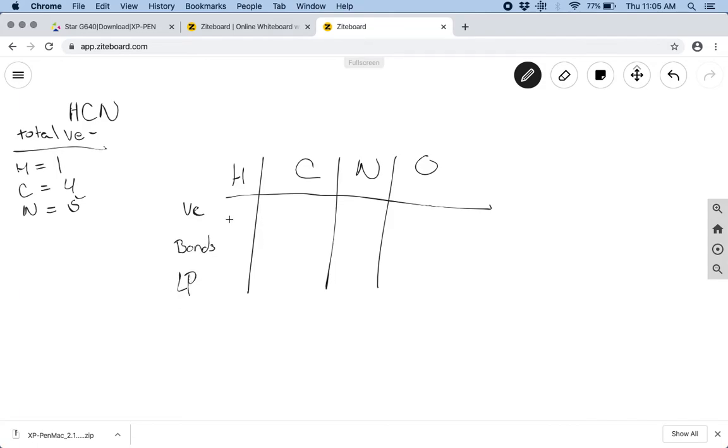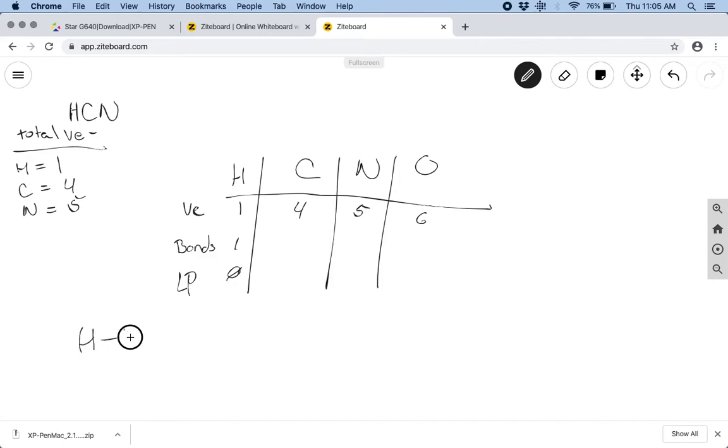So we're going to look at it in terms of valence shell electrons, bonds, and lone pairs. We know that hydrogen has 1 valence shell electron, carbon has 4, nitrogen has 5, and oxygen has 6. How do we normally see hydrogen? How many bonds does a hydrogen normally make? We know that hydrogen can only make 1 bond, and it has no lone pairs.